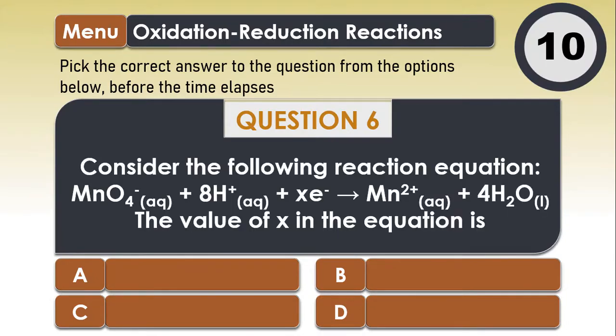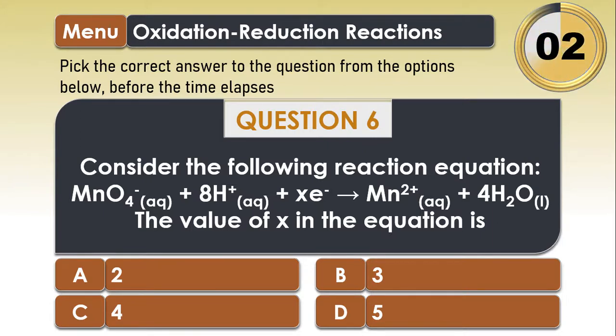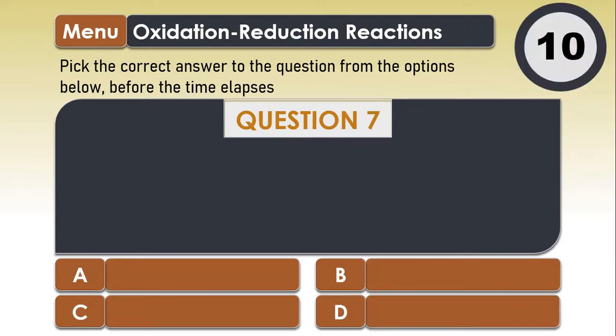Question 6. Consider the following reaction equation showing on the screen. The value of X in the equation is A, 2, B, 3, C, 4, and D, 5. The correct answer is D, 5.